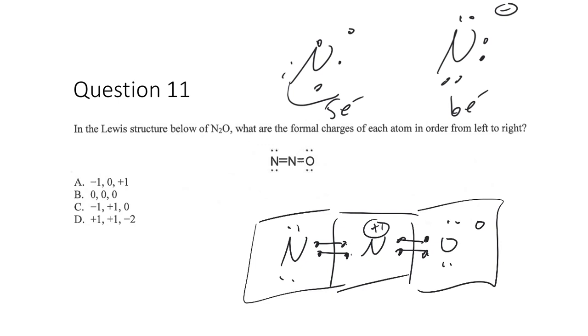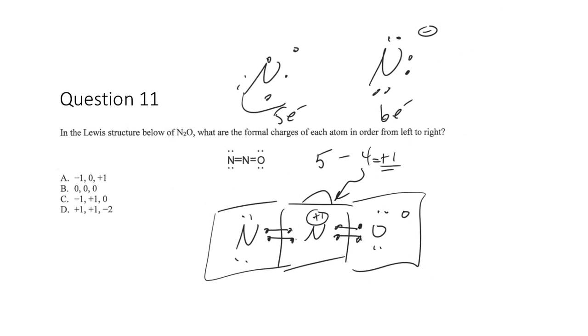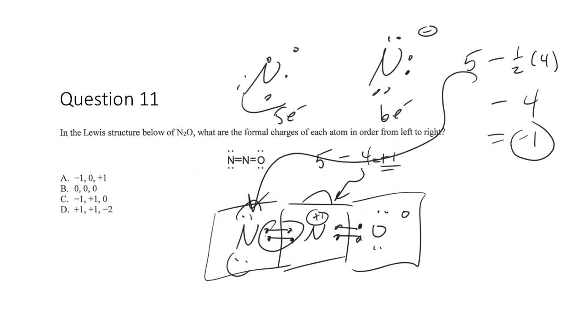So one thing you can do is say, well, how many valence electrons does the atom have in the periodic table minus the number of electrons closest to the atom in the Lewis structure. And so this is how we get plus 1 for the middle nitrogen, and then minus 1 for the outer nitrogen. Now there's this other equation in the book that says, take the valence count for the atom, which would be 5, minus 1/2 of the bonding pair electrons, so that would be a half times 4, and then minus all of the non-bonding electrons, so that would be 4. So 5 minus 2 minus 4 is minus 1 for that first nitrogen.